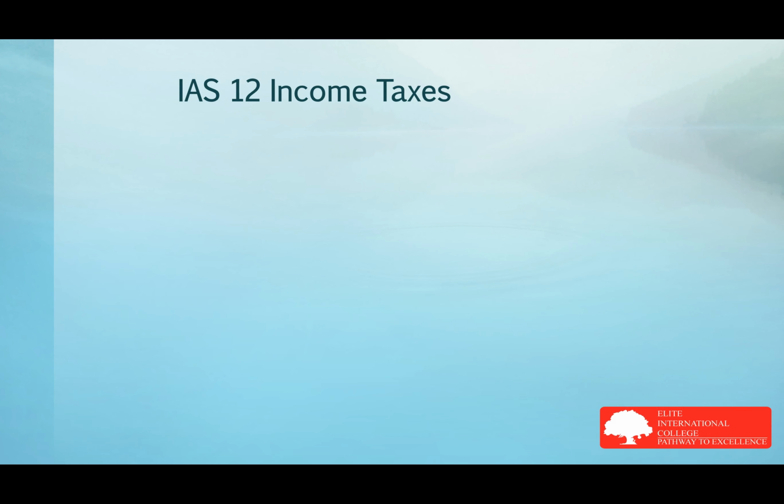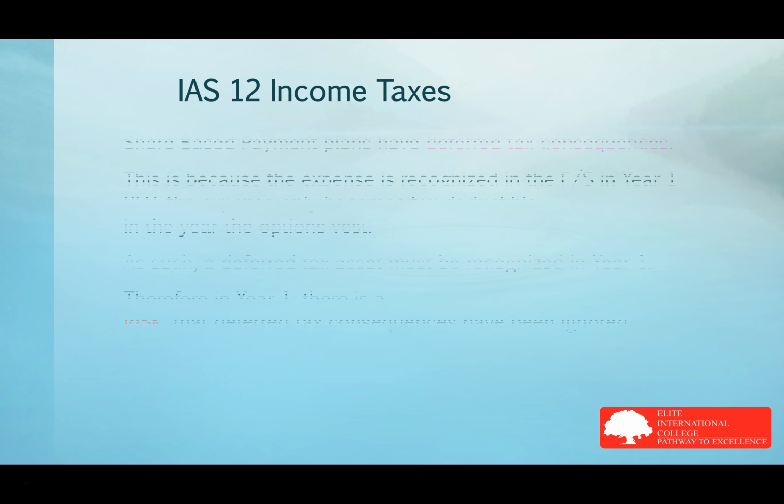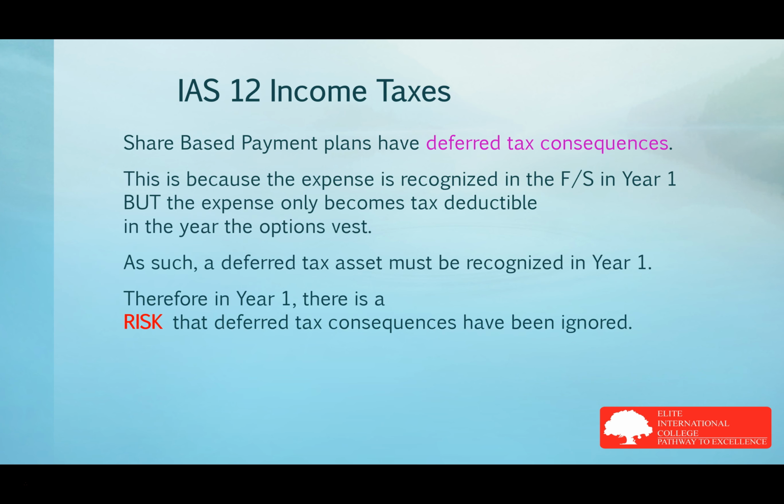But there is also a related matter, deferred tax. IAS 12 states that share-based payment plans have deferred tax consequences, and this is because the expense is recognized in the financial statements in year 1, but the expense only becomes tax deductible in the year the options vest. As such, a deferred tax asset must be recognized in year 1. Therefore, in year 1, there's a risk that deferred tax consequences have been ignored.